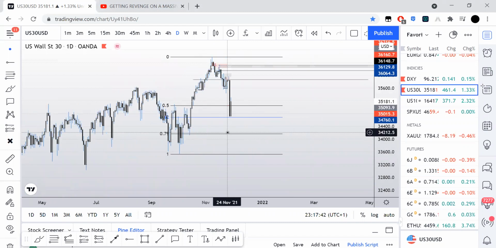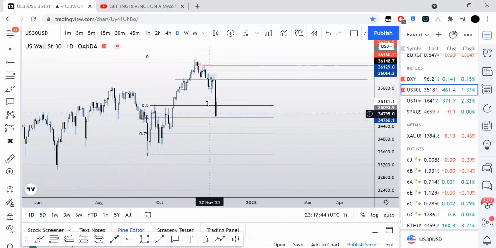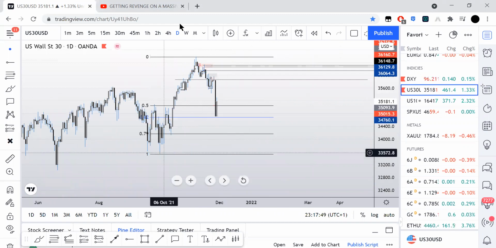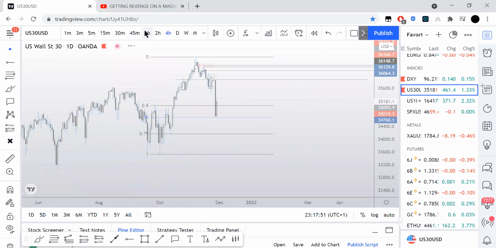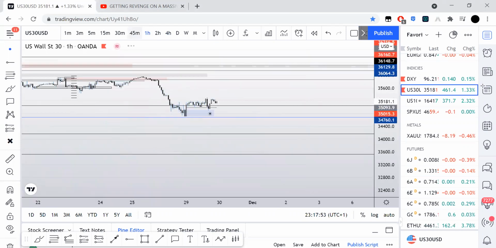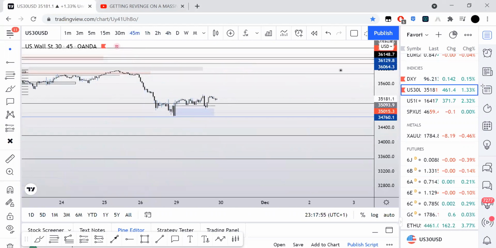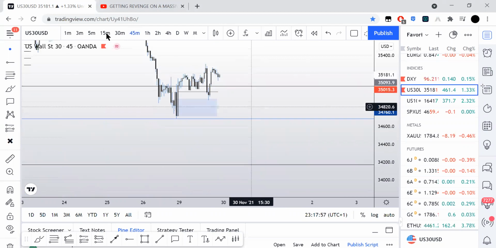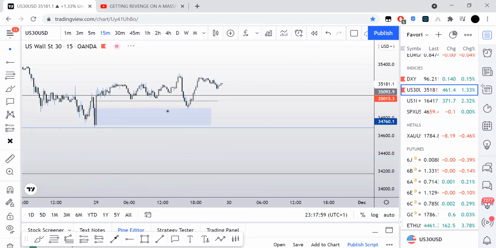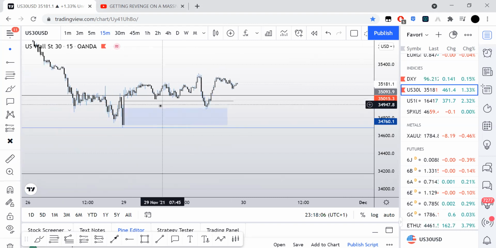Okay, so US 30 played off an OTE of this range, so this low to this high. What I like about US 30 is what it did. It came into it today, I wasn't even on the charts. So it came into this around London close and gave buys right here.